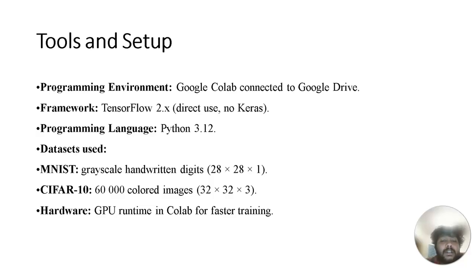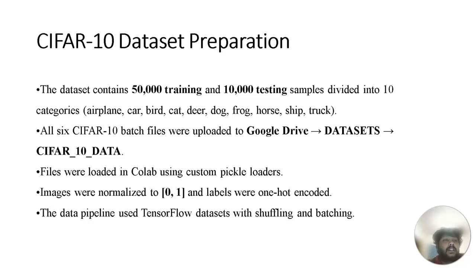Coming to the next slide, here is the CIFAR-10 dataset preparation. This dataset includes 60,000 color images, which are small in size, only 32 by 32 pixels. There are 10 classes of images including automobile, cat, airplane, bird, dog, frog, horse, and truck, among others.